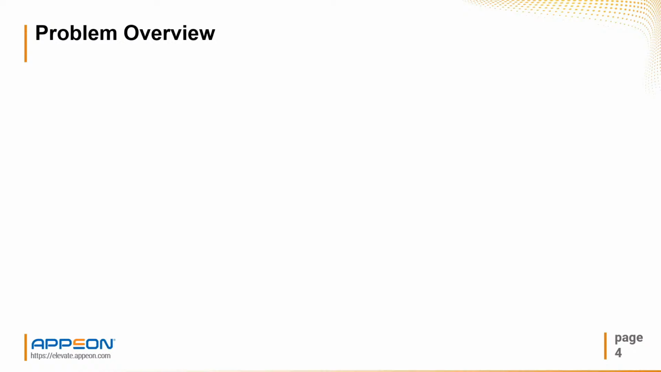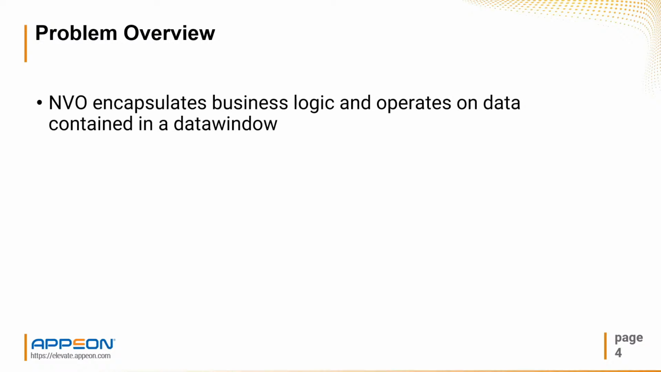So let's talk about the problem. What is it we're trying to solve here? What we end up doing is trying to encapsulate a lot of business logic, usually in an NVO, and we're usually working on a data window initially because our application tends to be very visual and all the data is presented within the data window. But then we have some standard functionality we want to do in an NVO. And then we send that data window as a parameter to the NVO so that it can process that logic.